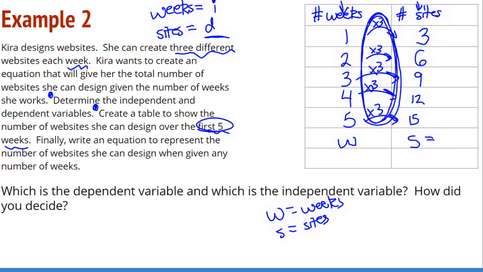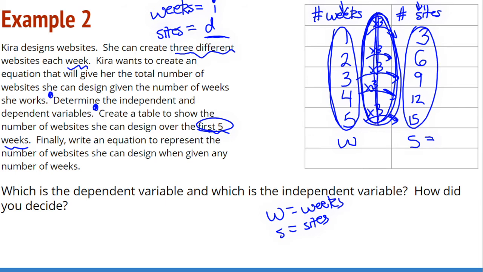That's not changing. This changes. This changes. But this 3 here, this times 3, that doesn't go anywhere. It remains the same. So I have a variable because the number of sites is changing. I have a W because the number of weeks is changing, but I am always multiplying by 3. That's a constant. That's not changing. So I can say that the number of sites is equal to the number of weeks times 3.